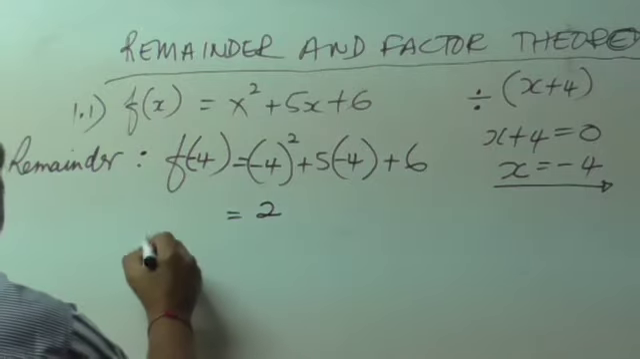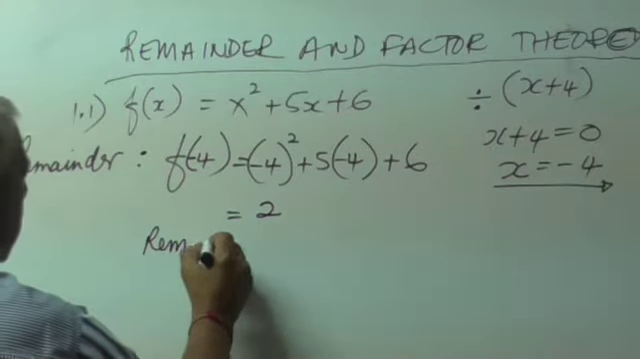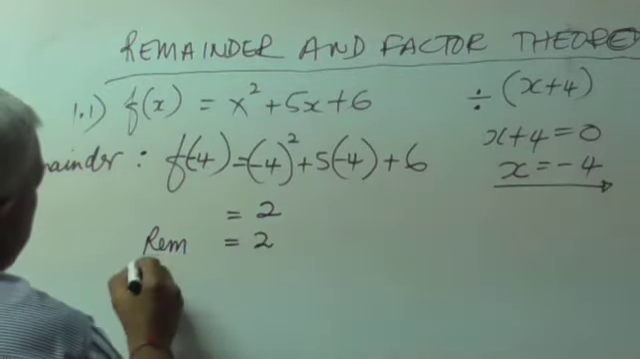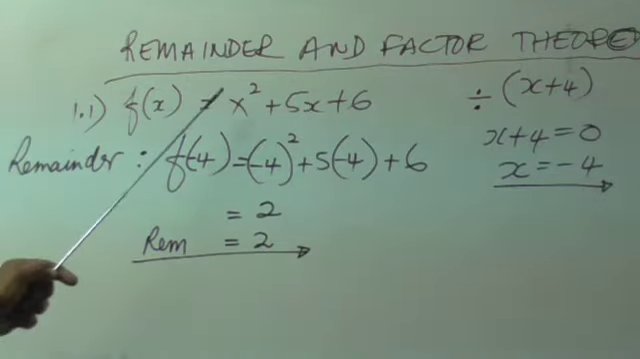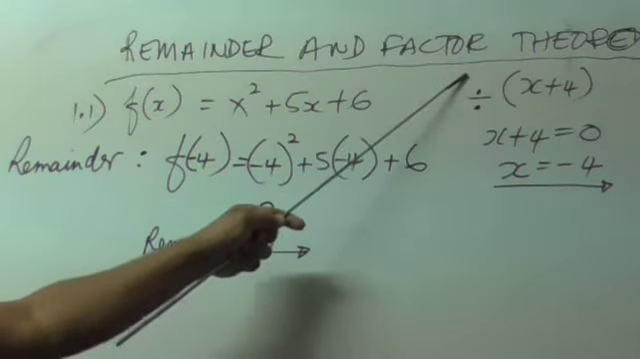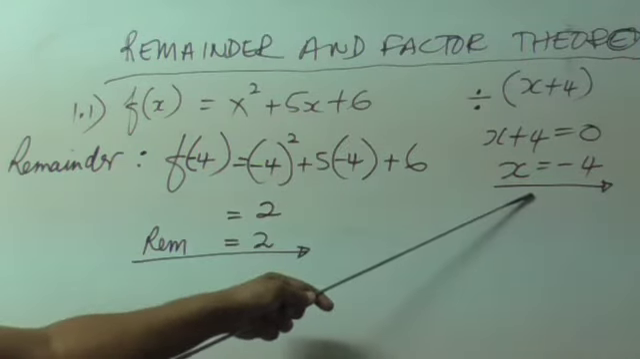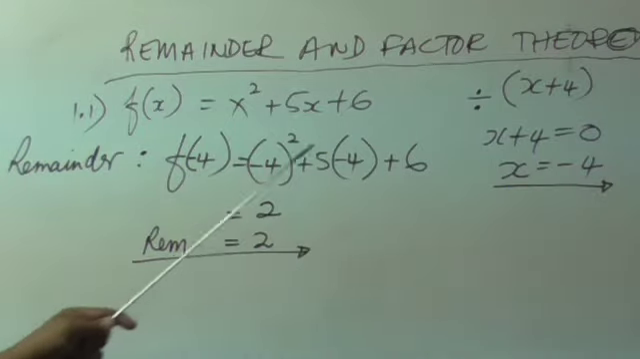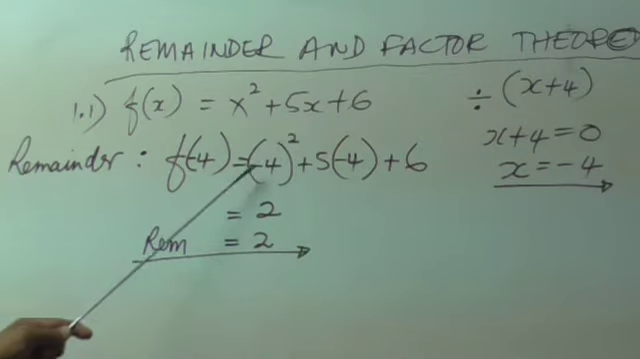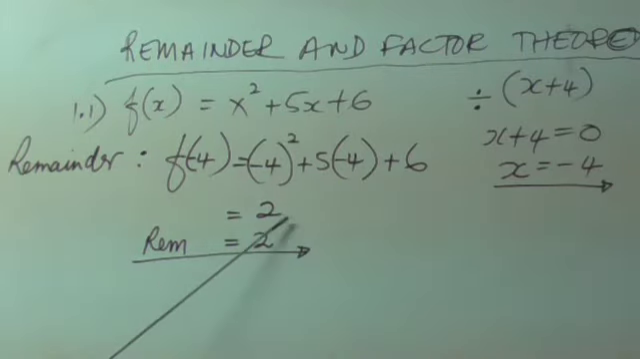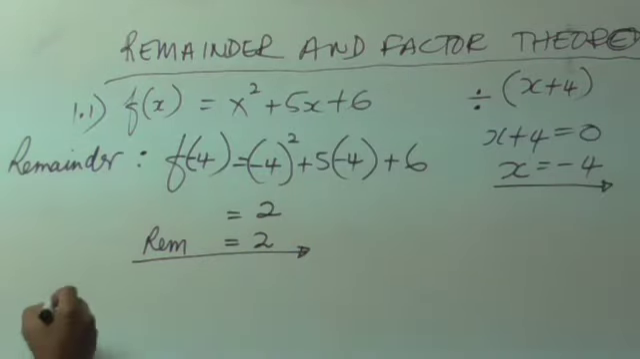So what are we saying? We're saying that the remainder is equal to 2. So we were required to find the remainder in 1.1. This was divided by that. We had to make it equal to 0, solve, bring the minus 4, put it wherever there was x, put that in the calculator and you get the final answer. So the remainder is equal to 2. Let's do the next one, 1.2.